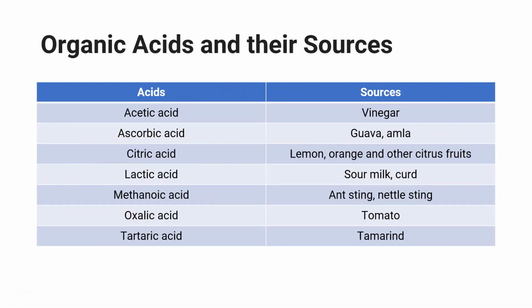Here are a few examples of the acids and their organic sources. As we can see, acetic acid can be obtained from vinegar, ascorbic acid from guava or amla, citric acid from lemon, orange or any other citrus fruits, lactic acid from sour milk or curd, methanoic acid from ant sting or nettle sting, oxalic acid from tomato and tartaric acid from tamarind.